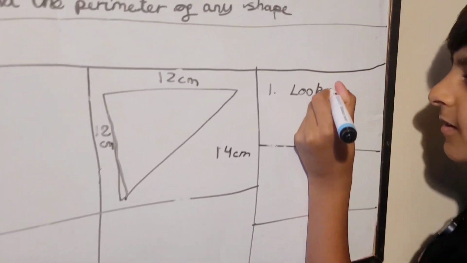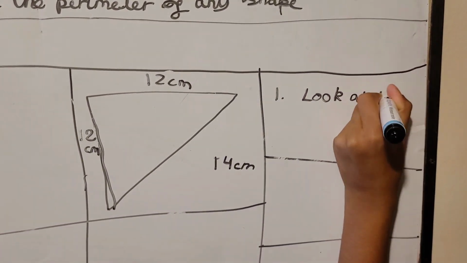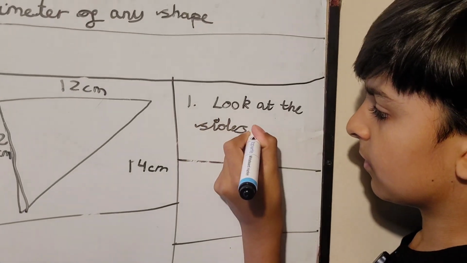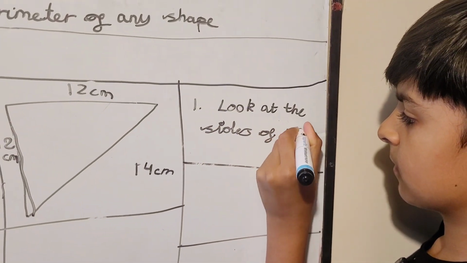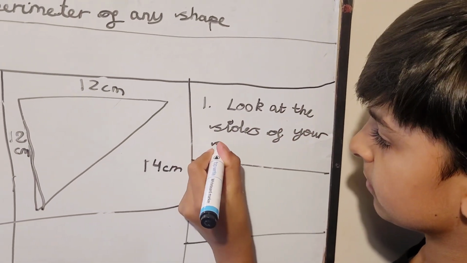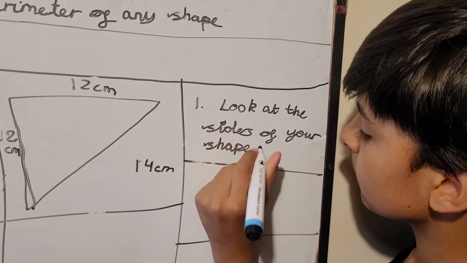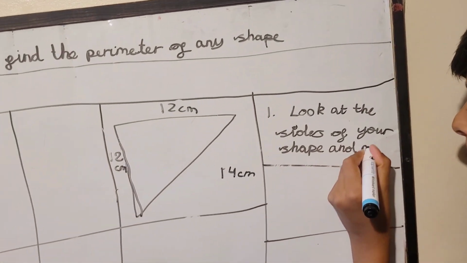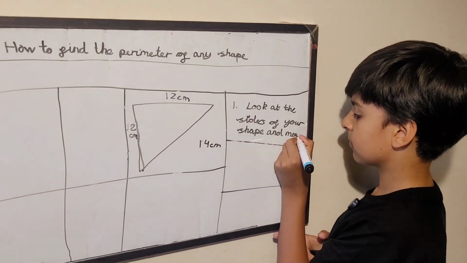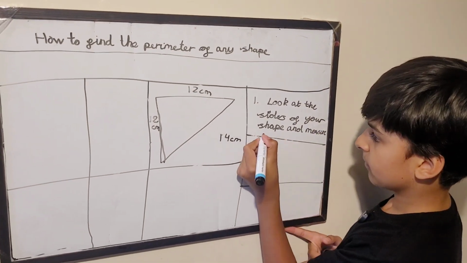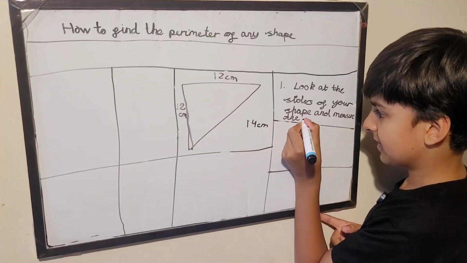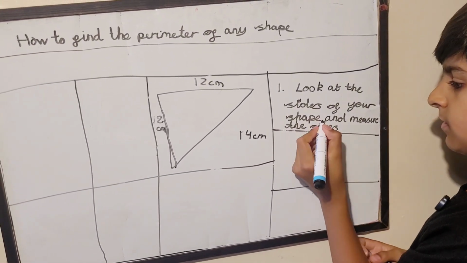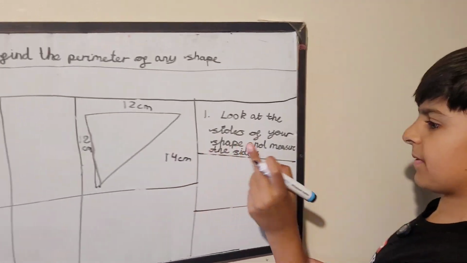Step 1 is look at the sides of your shape and measure the sides. Look at the sides of your shape and measure the sides.